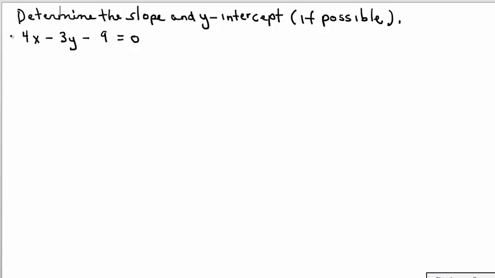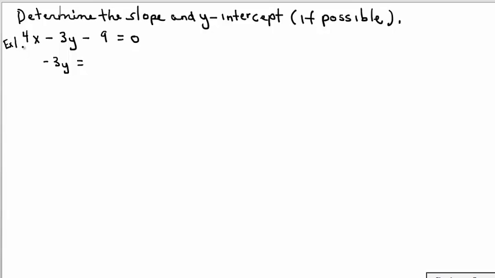So for this example, which I meant to call example 1, before I can identify what the slope is and what the y-intercept is, I need to solve this equation for y. Get y by itself, isolate y. All right, so I'm going to leave negative 3y here. I'm going to subtract a 4x to the other side and add a 9. So I'm going to do 2 steps in 1.